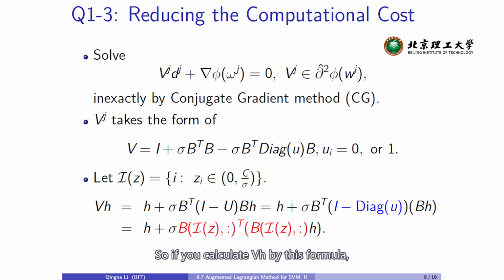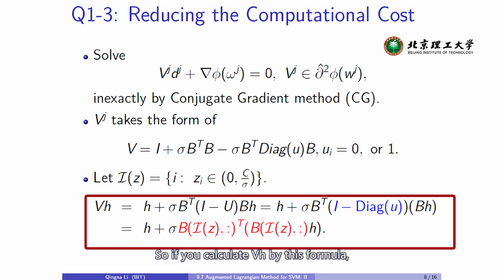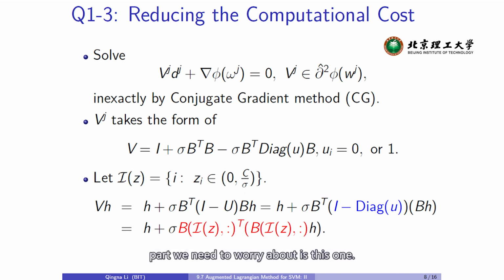So if we calculate VH by this formula, then the main part we need to worry about is this one. So there is an identity matrix minus the diagonal matrix. And notice that this mu is either 0 or 1. So in order to save our computational cost, we need to find a way to make sure that this part contains as many 0s as possible. So how can we choose this?